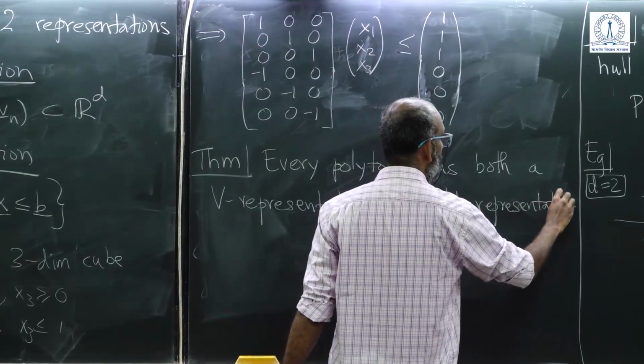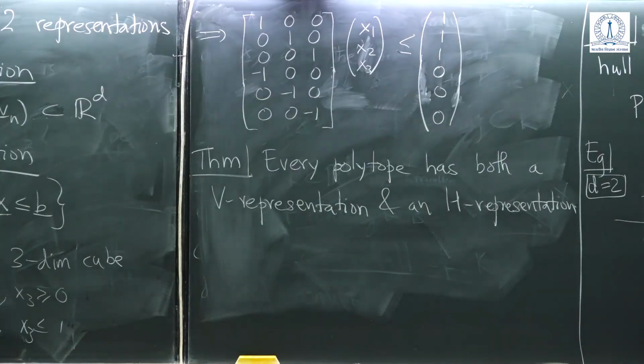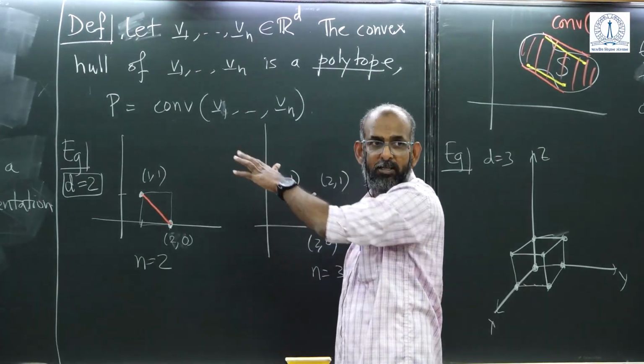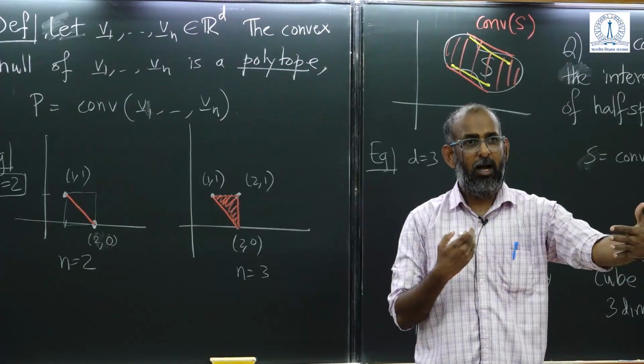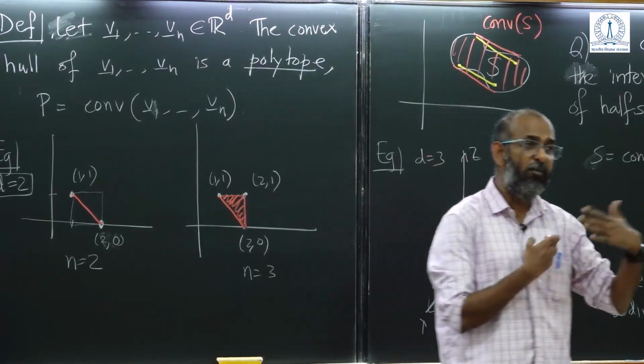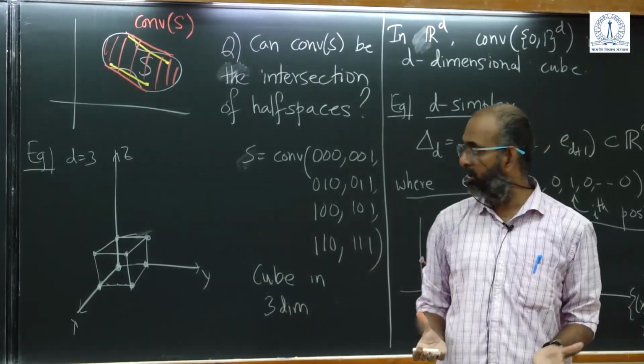But it's not easy to prove this. You would have to say that if I give you a polytope, as we defined it as a convex hull of points, I would have to give you an H representation. So I have to give you the hyperplanes. But how do you do that in general? It's not so easy, right?